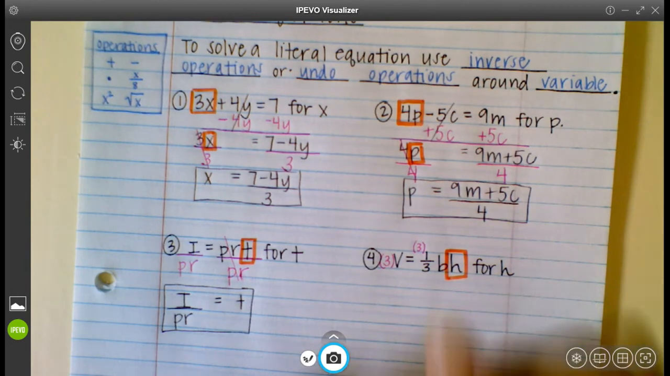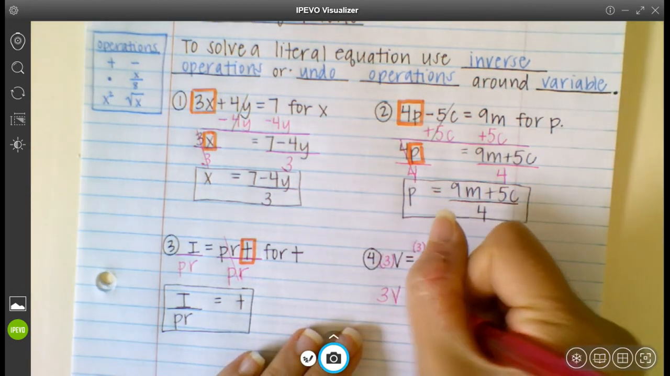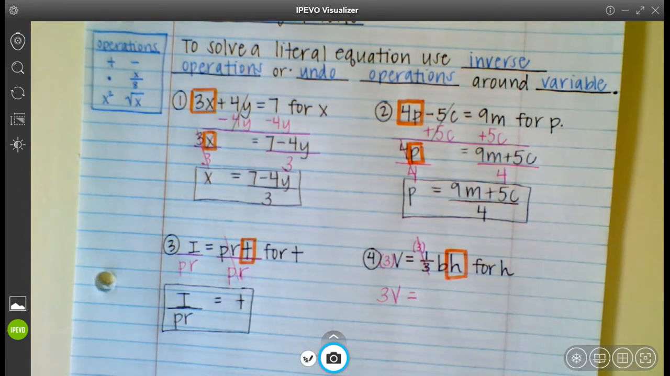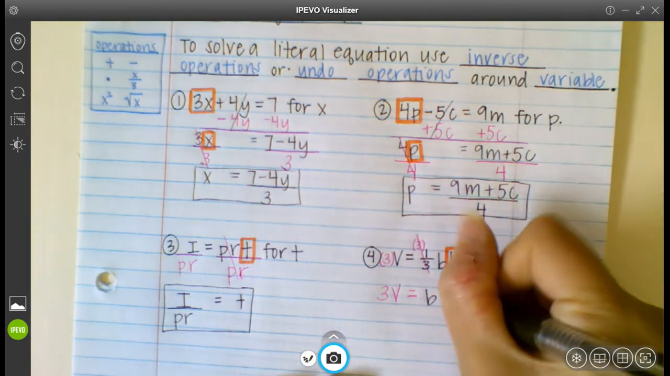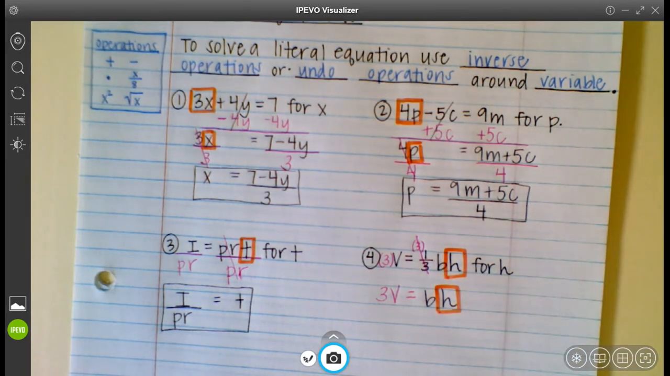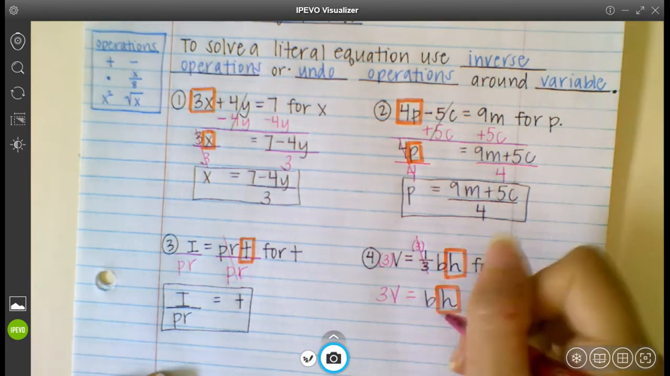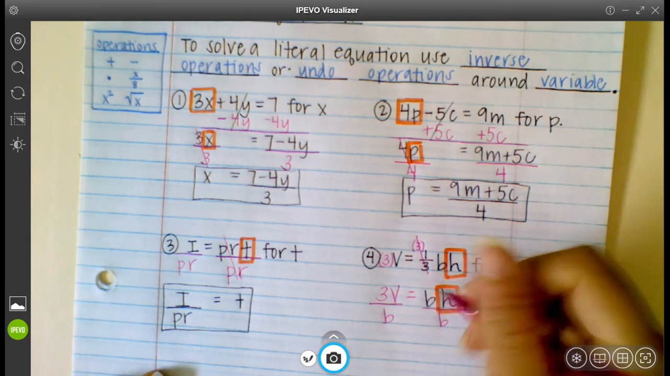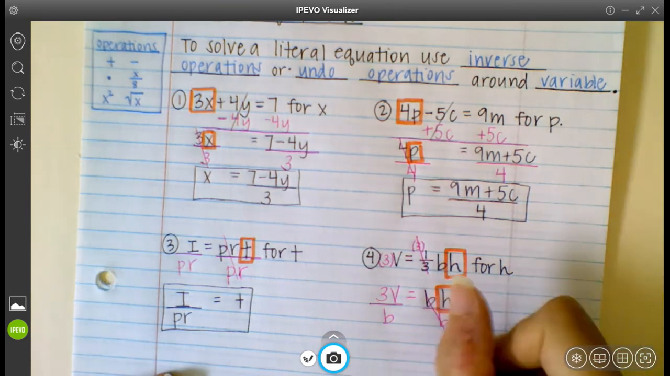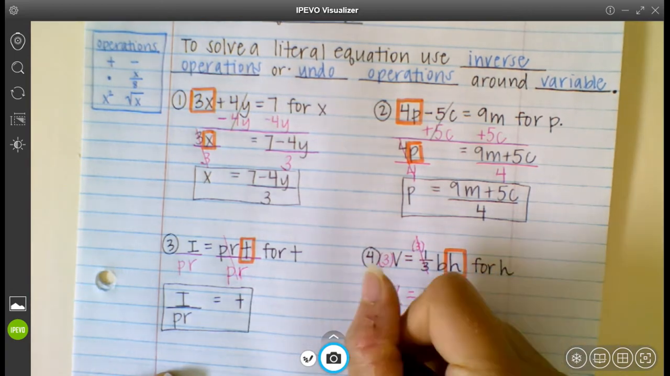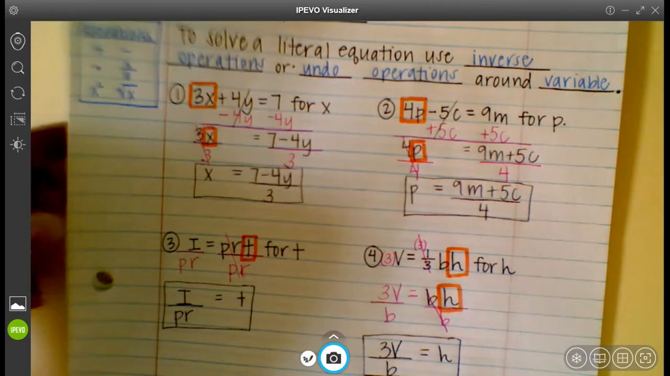So now we'll have 3 times v equals, our 3 divided by 3 will undo each other, leaving us with bh. Now to finish this guy up, we have to get h completely by itself. The b is still being multiplied by it. So to finish our equation, we need to not multiply by b, but undo that by dividing by b. So we'll be left with little h is equivalent to 3v all over b. All right, guys, only 2 more to go. Let's see how we do.